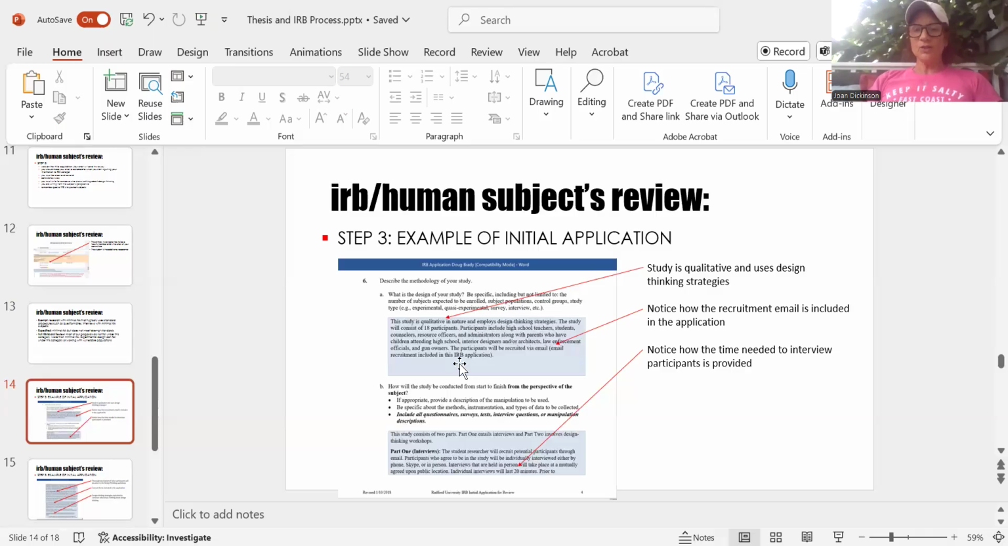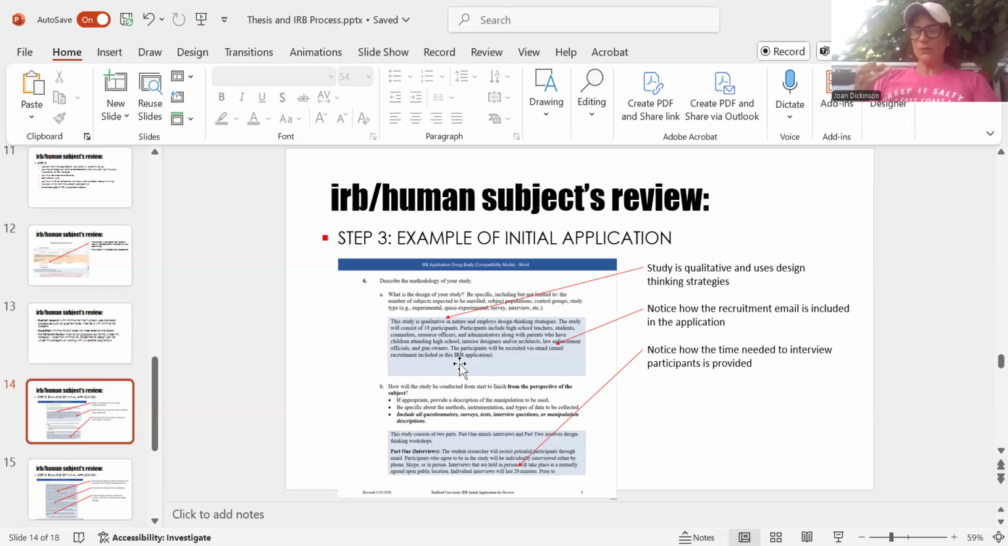If you're going to do that, then you have to show an example of the flyer. If you're going to email your subjects, then you have to show an example of the email you're sending to your subjects. So again, how are you recruiting? That would be number one. And then you would show examples of all the recruitment pieces that you're using.